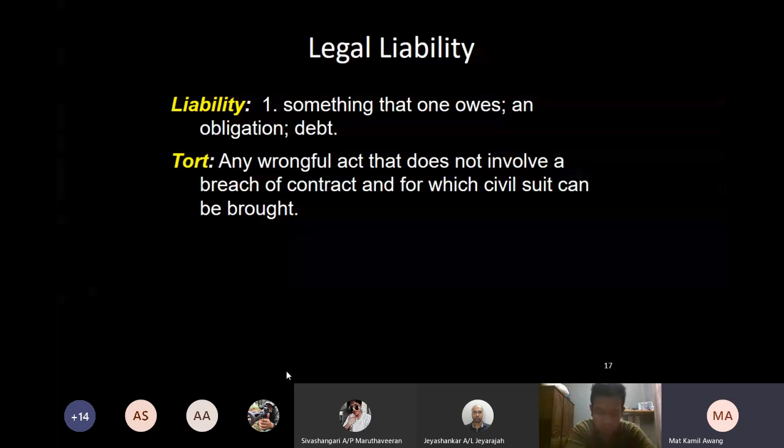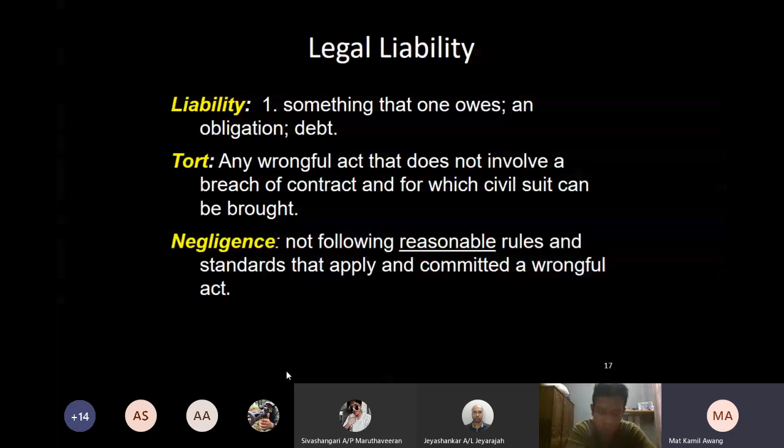Negligence. Negligence means that you are not following reasonable rules and standards that apply and committed a wrongful act. So there is a certain rule that you need to apply, but you are not following this rule or standard and commit a wrongful act. So that is negligence. Negligence ni macam cuai.